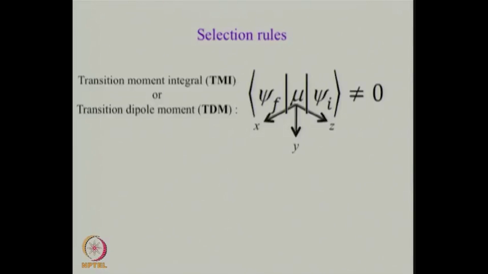We bother about the direct product of psi f and mu. What is the symmetry of psi f? What is the symmetry of mu? Dipole moment. Of course, dipole moment is a vector and it can have x or y or z component. So, what we worry about is the symmetry of the direct product of the final wave function and either x or y or z. In our case, what are the final wave functions? What are the symmetries? One is B2u, one is B3u.